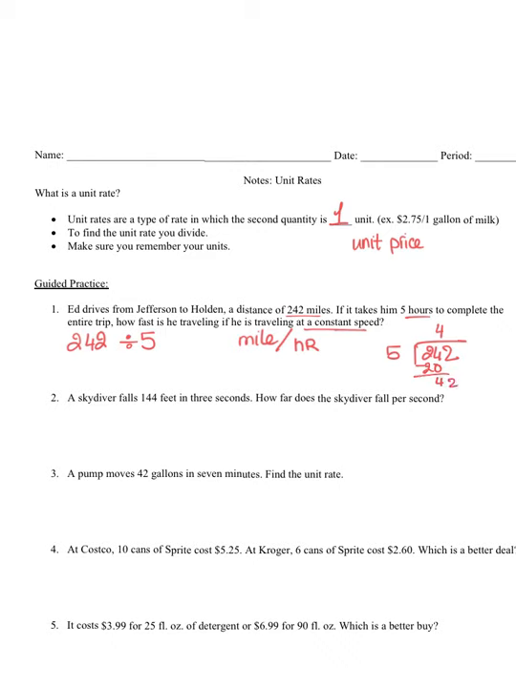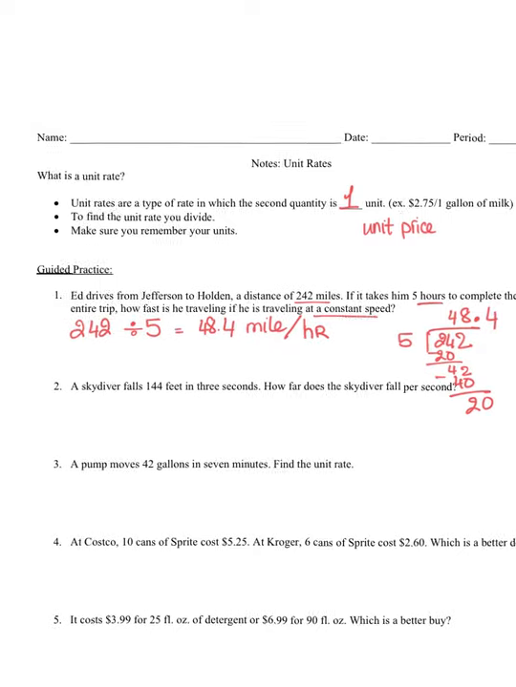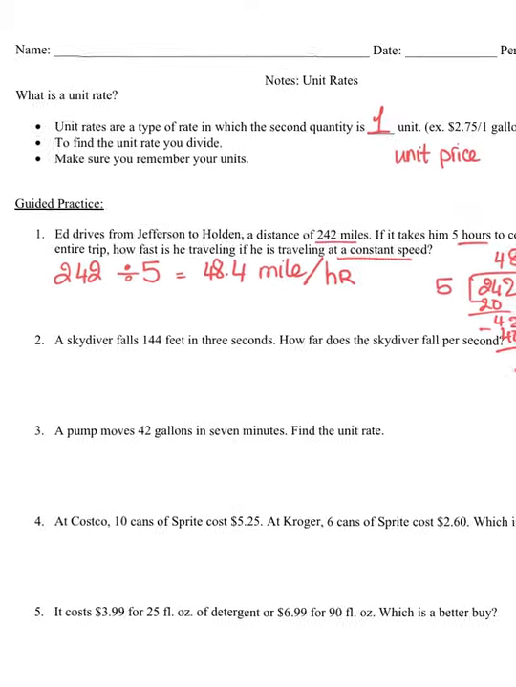Drop down the 2. And then 5 times how much is 42? 8 times. 8 times 5 is 40. And then I got 2, and I'm going to bring down a 0 and add a decimal point. 5 going into 20 is 4 times. So we have 48.4 miles for 1 hour, per hour. Okay.